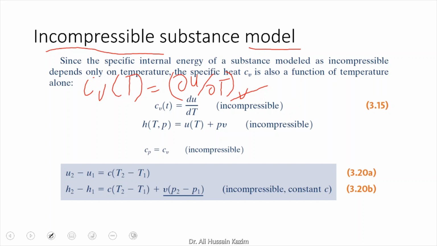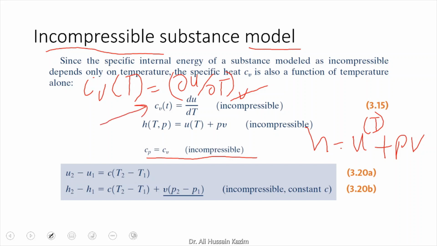Next is enthalpy. The equation for enthalpy is u plus Pv, where u is a function of temperature. For an incompressible substance, Cp equals Cv. I already shared that for water the value of Cp equals Cv. Now if we integrate these equations, we get the last two equations, that change in internal energy equals specific heat times T2 minus T1. If you have to find the change in internal energy of water, you multiply specific heat with the change in temperature.